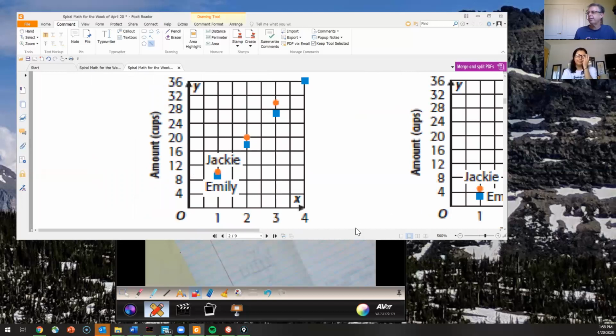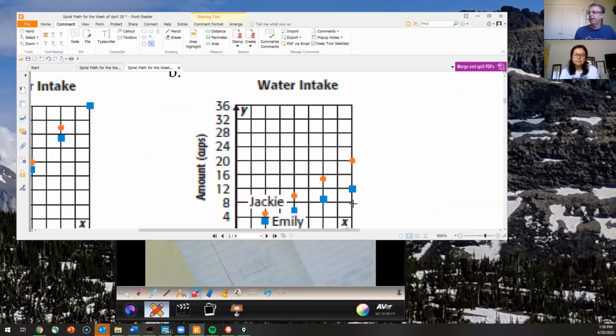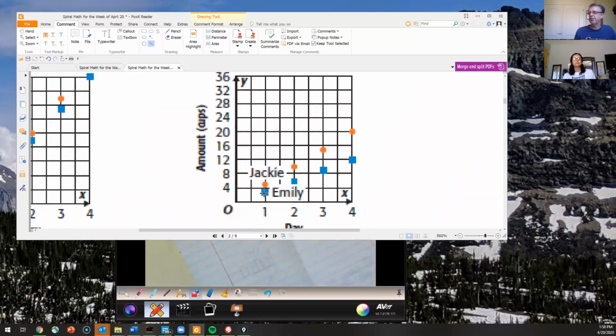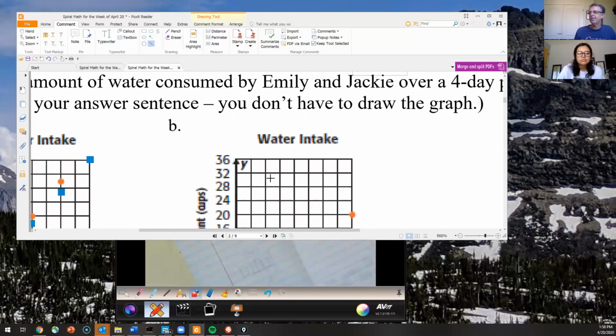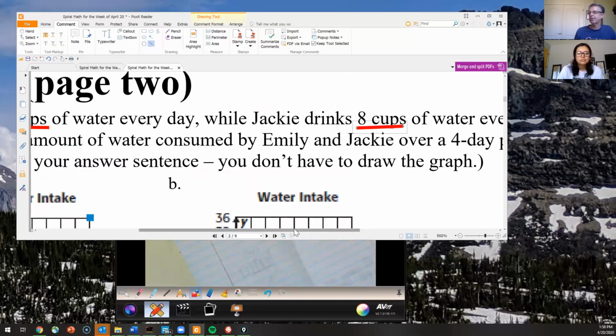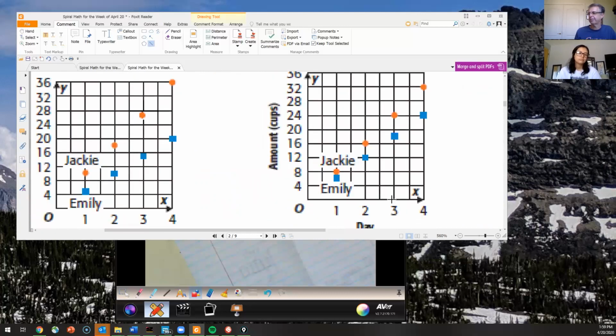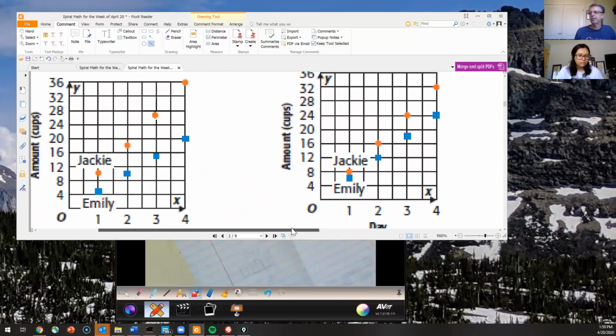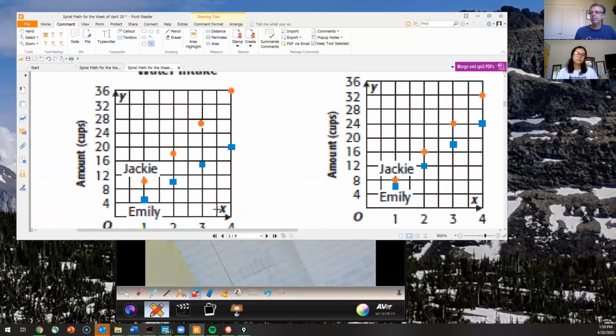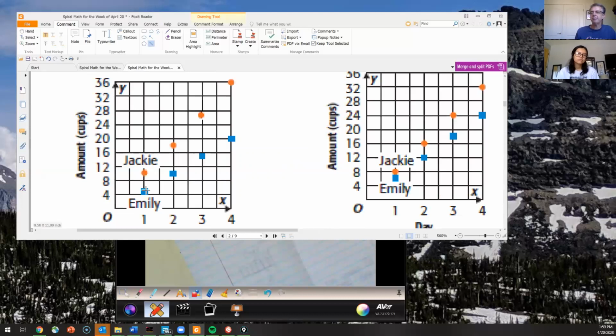Let's take a look at letter B. Now on this one, Emily is drinking less than 4 cups of water, and Jackie's drinking 5 cups, and that doesn't fit either one of these, 8 or 6. So I'm going to go on down and look at C. Jackie's drinking 10 or 11 cups of water, and Emily's drinking more like 5 cups of water. That doesn't quite make sense either. That's not fitting what we're seeing. So let's go ahead and move on.